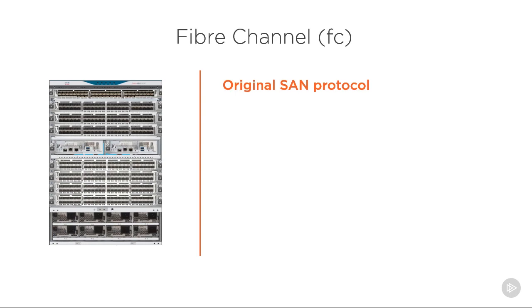Well, essentially, it's the network, the fabric that's used by hosts and servers to access storage. It's the original storage area network protocol. Fibre Channel has a variety of different speeds that it supports. We're going to run Fibre Channel at 8, 16, 32, and now 64 gigabits on Cisco equipment.